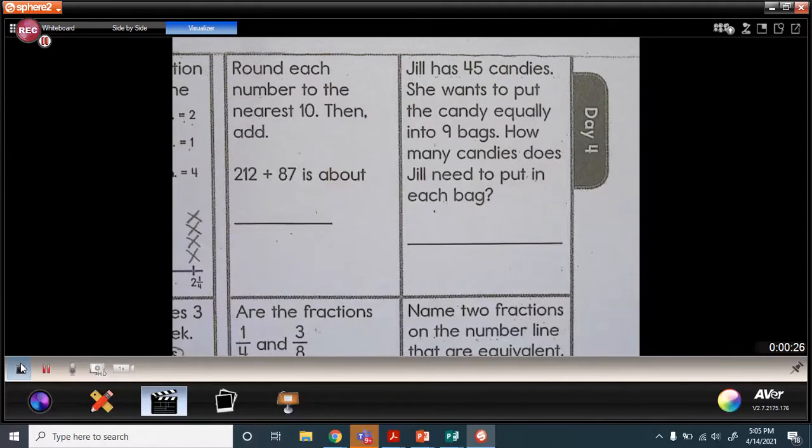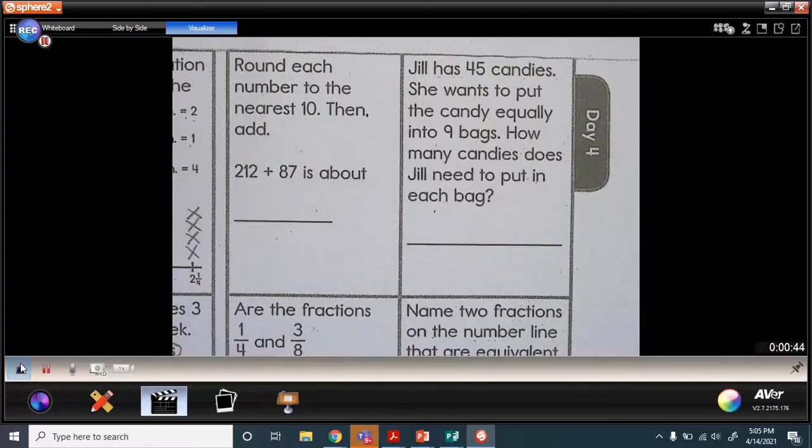We want to round each number to the nearest 10, then add. So basically what we need to do is round these whole numbers first, and then we're going to add them to find a rounded sum. Remember, the word sum means total put together for an addition sentence.